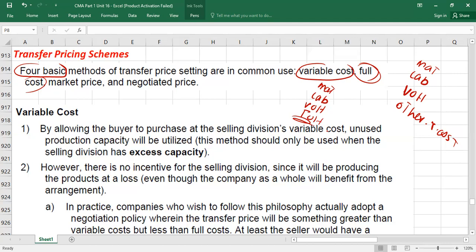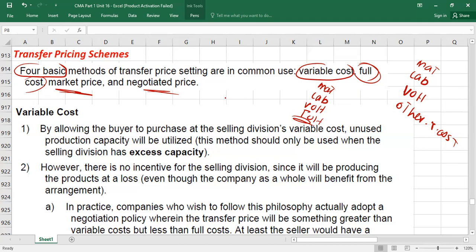So transfer pricing can be set as variable cost. It can be set as full cost. It can be set as market price. Obviously, market price may include full cost plus profit. Or it may be negotiated between 2 parties. Seller and buyer can sit and negotiate also. So there are 4 options.